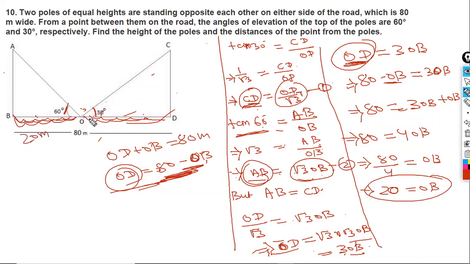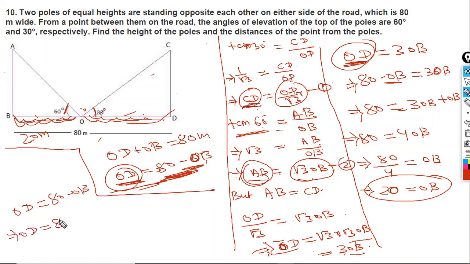Now can we find the length of OD? OD is equal to 80 minus OB. Implies OD equal to 80 minus the length of OB we have just found, which is 20. So minus 20 we will write, which will be equal to 60 meter. So this OD is 60 meter. Now we can write 60 meter here.